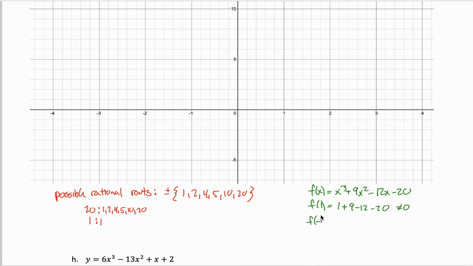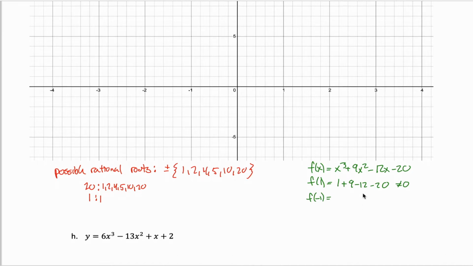But maybe f of negative 1 would yield a better result. Let's see what happens. Negative 1 cubed is negative 1. Negative 1 squared is positive 1, plus 9 more gives me 9. Negative 12 times negative 1 is positive 12. And then I got minus 20. On the positive side, I got 21. On the negative side, I got negative 21. This is equal to 0. When I put negative 1 into this machine, 0 comes out. So negative 1 is a root of this polynomial.